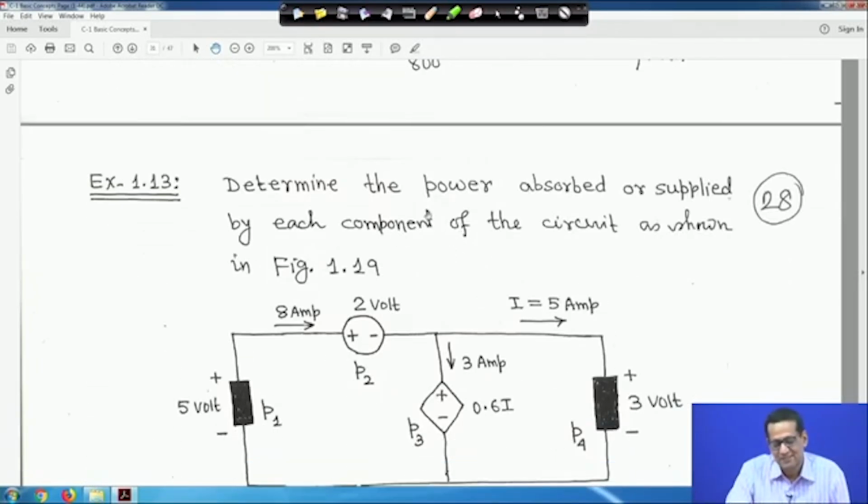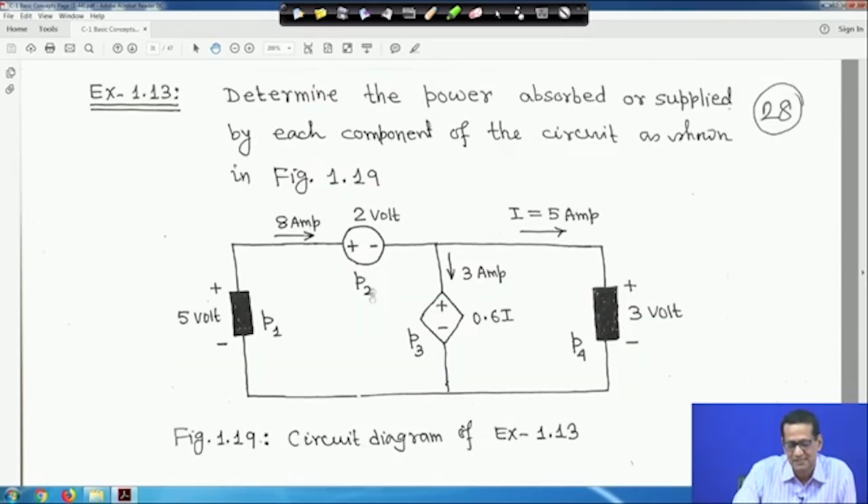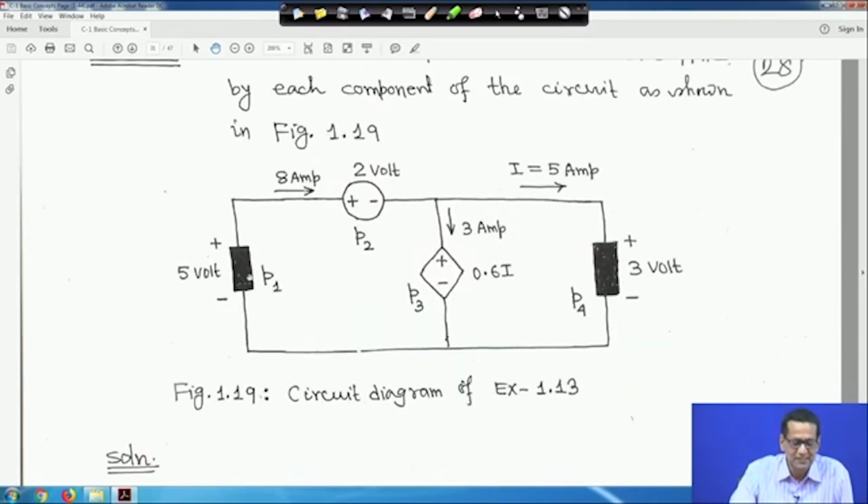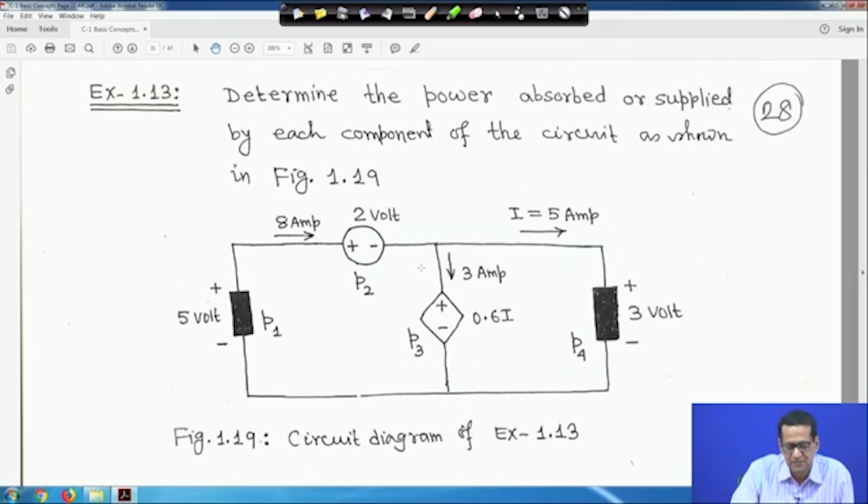Next, example 13. You have to determine the power absorbed or supplied by each component of the circuit as shown in figure 19. This is one electrical element, a 5 volt source with plus minus, which either supplies or absorbs power P1; this is a voltage source. This is another dependent voltage source, and there is another source with terminals plus minus, 3 volt given. We have to find the power absorbed or supplied by each source.